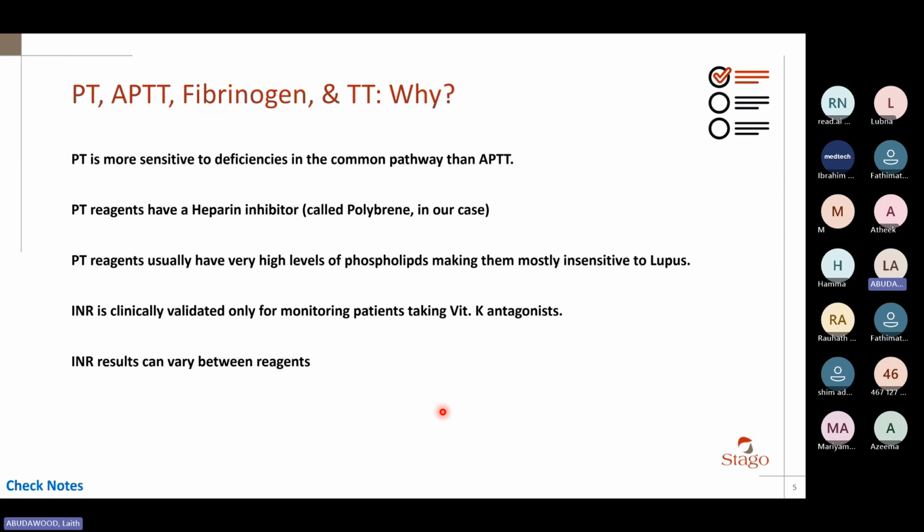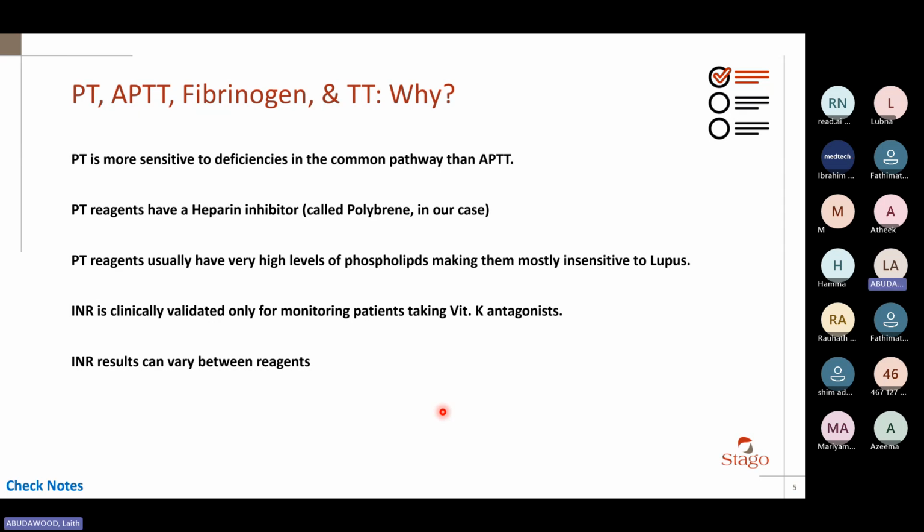The main difference between PT and APTT, again: PT has tissue factor, APTT does not have tissue factor, it depends on the activator. Both of them have phospholipids, both of them need calcium because some coagulation factors need calcium to work. Without calcium, you will never get a clot. Both PT and APTT need calcium.